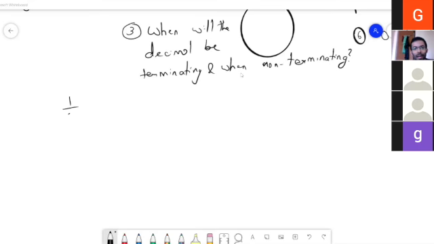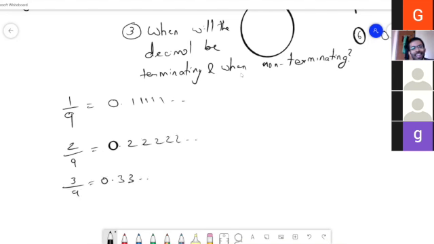So for Ashwin's question, we see that what is 1 by 9? 1 by 9 is 0.111. 2 by 9 is 0.2222. 3 by 9 is 0.333 and so on. 4 by 9, 5 by 9, and so like this we get all the possible combinations of one digit block. Very nice observation.